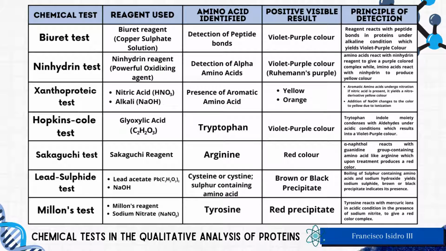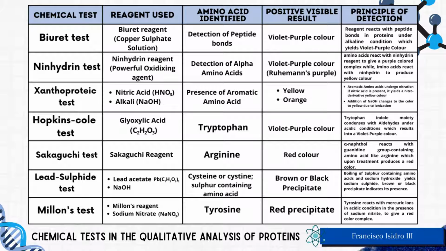For the Xanthoproteic test, which is used for the presence of aromatic amino acids, the aromatic amino acids first undergo nitration. If nitric acid is present in the solution, it will yield a yellow nitro derivative. The addition of NaOH naman will yield orange due to ionization. For the Hopkins-Cole test, which is used to identify tryptophan, the tryptophan indole condenses first with the aldehyde. The condensation will yield a violet-purple color. For the Sakaguchi test, which is used to identify arginine, alpha-naphthol reacts first with guanidine. The positive result will yield a red color.